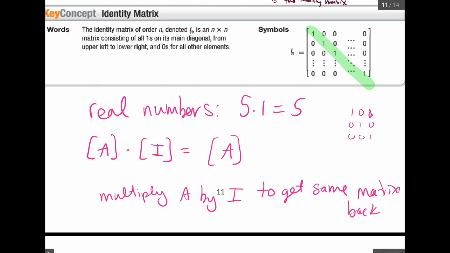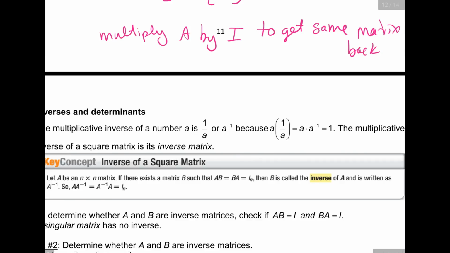So the key is you can multiply your matrix A by the identity and get the exact same matrix back. You multiply by the identity matrix and you get the exact same matrix back. Right, so that's the identity.